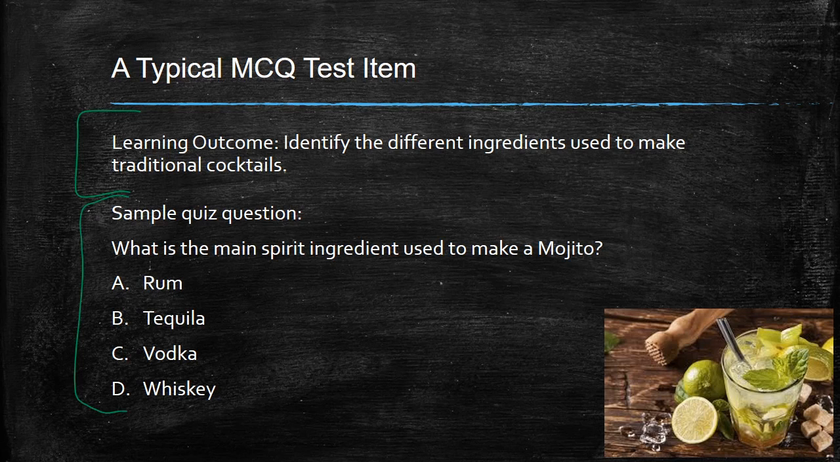This sample quiz question is an example of a question you might ask that does align with the outcome of ingredient identification. If we look closely, we see our outcome: identify the different ingredients used to make traditional cocktails. The question that goes with it: what is the main spirit ingredient used to make a mojito? A mojito is considered a traditional cocktail, and we're asking the student to identify the main spirit ingredient.